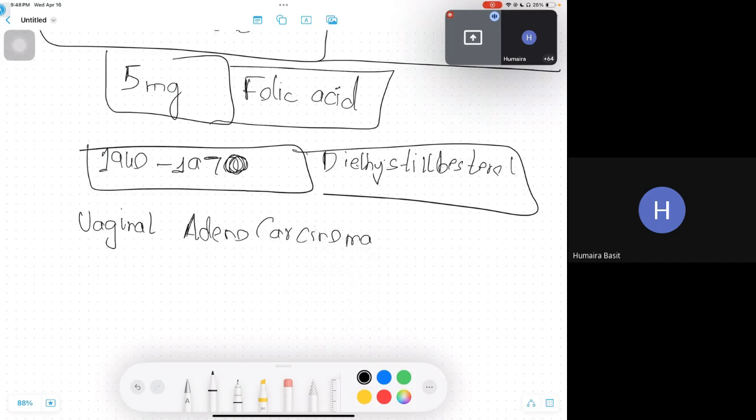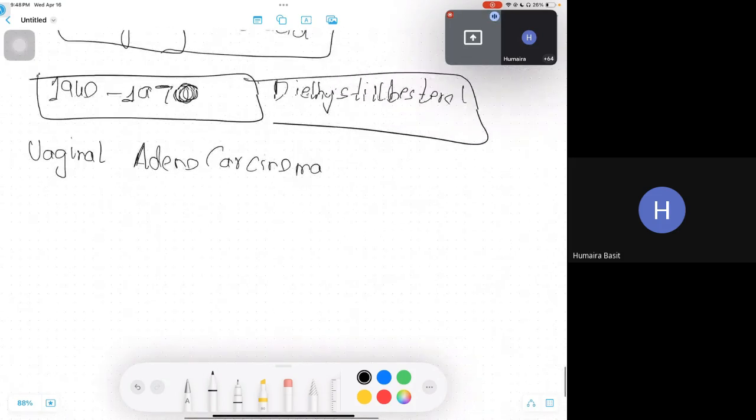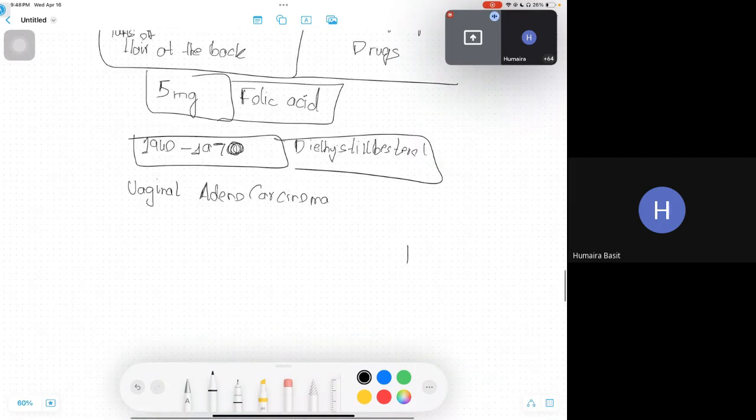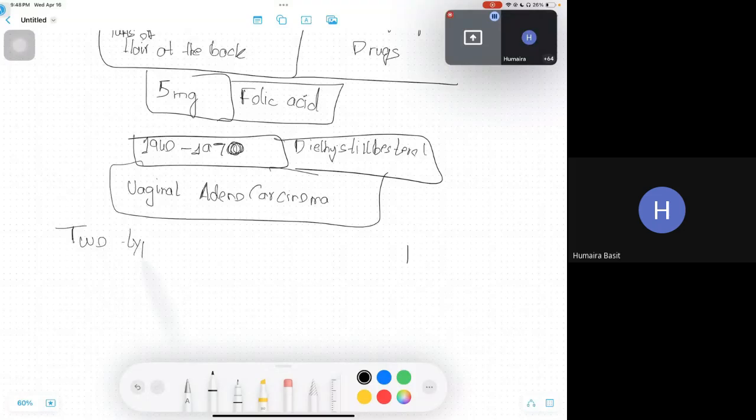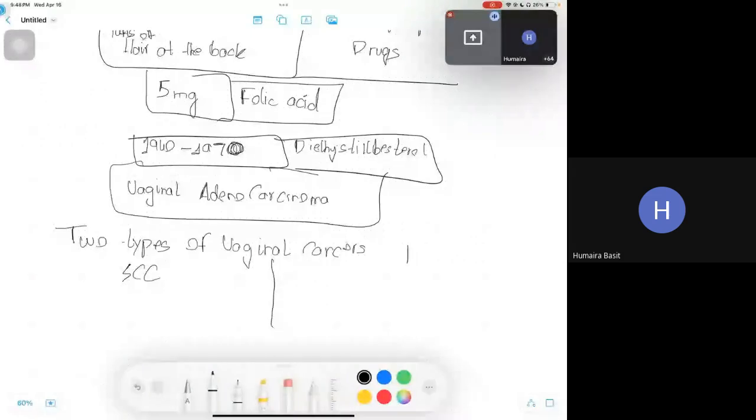Another important thing here is, you guys haven't read about the patho portion yet, but let me tell you this thing. How many types of vaginal cancers are there? Anyone? So there are two types of vaginal cancers: squamous cell carcinoma and adenocarcinoma.